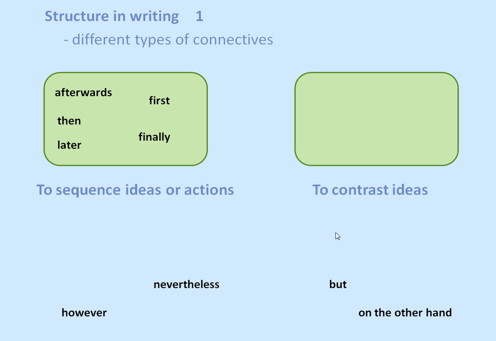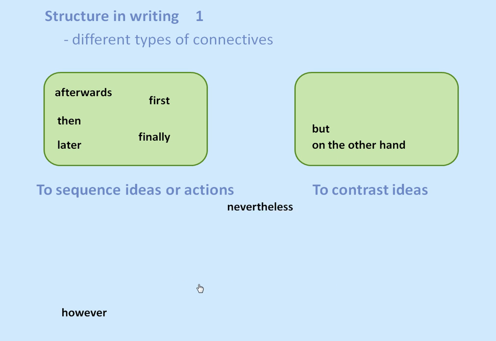On the other hand, and actually that's one of the phrases I wanted to highlight, we can use phrases like on the other hand to indicate that we're changing track, that we're going to introduce some ideas that are different by using short words like but, or slightly longer words like nevertheless or however. So we could see there that we were using connectives either to sequence ideas or to contrast ideas.